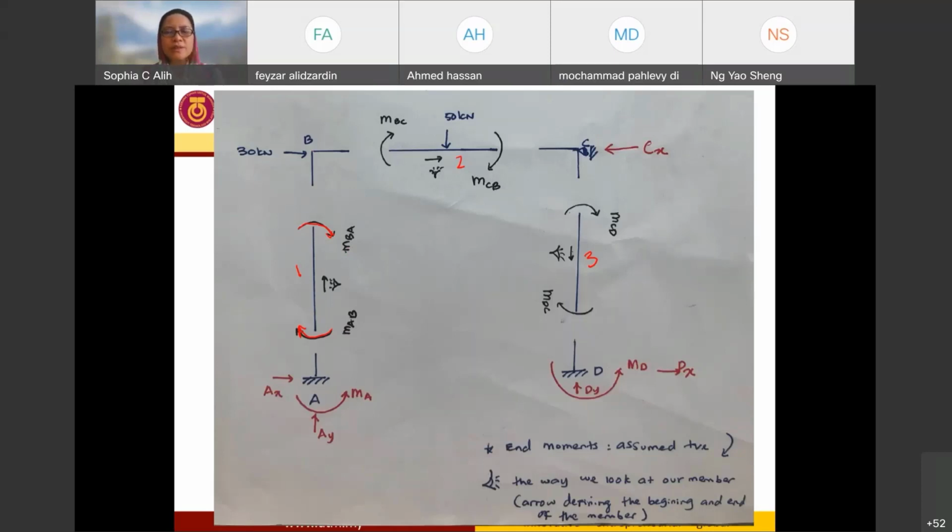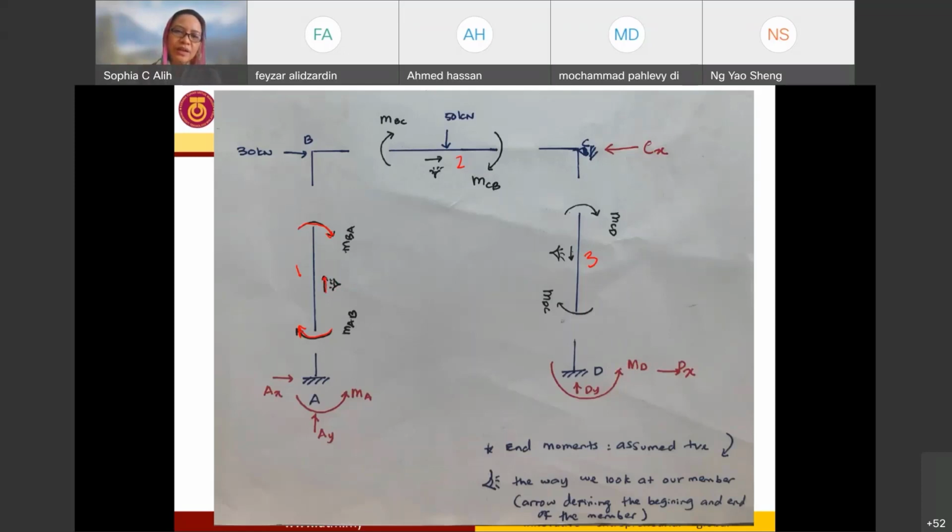And for this frame, as I mentioned to you, it's going to be similar to the method that you have learned for the beam. You just need to tilt your head a little bit to the left side or a little bit to the right side. Why? You have to look into your member as a beam, in order for you to proceed easily in this method. So for example, for our first member, I place my eyes in this direction and I look into it from this end to this end.